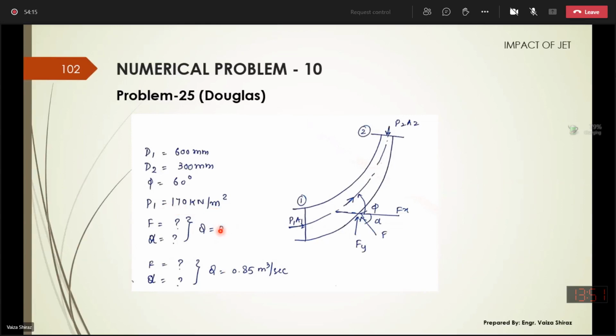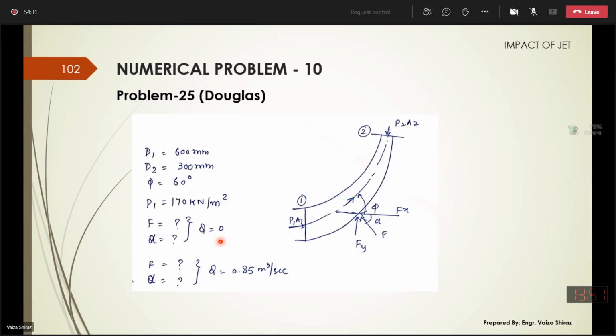The first case is that the flow through the pipe is zero, and for this case you have to find F and alpha. And in the second case the flow is 0.85 km. Okay, if the flow is zero, it will reduce your equation by making the velocity component zero.